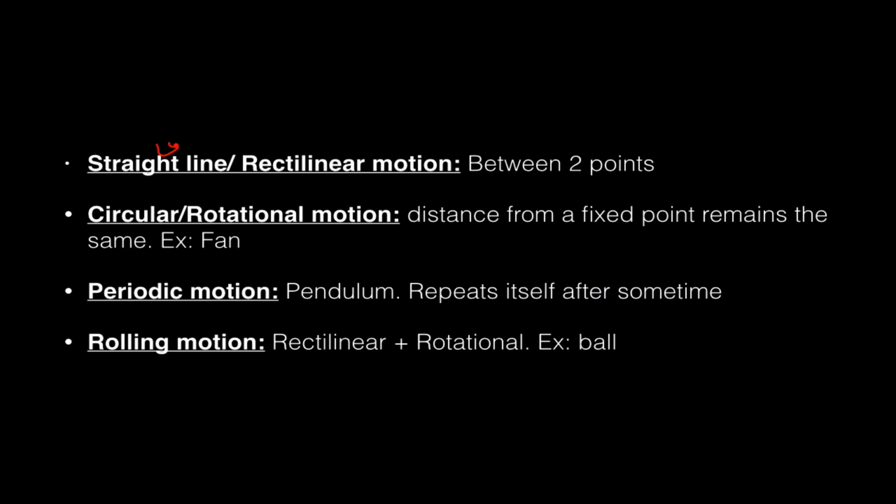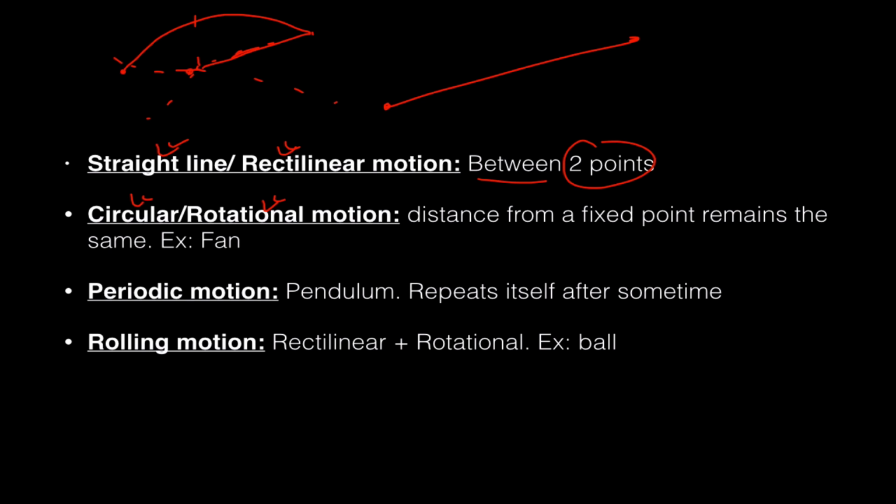Now straight line or rectilinear motion is the motion between 2 points. So if you are moving from this to this, it is called a straight line motion. Circular or rotational motion is basically if you are moving, let's say a fan, it will move something like this. This will be one position, this will be another, this will be another. So basically this radius will remain the same and it will cross a circle.